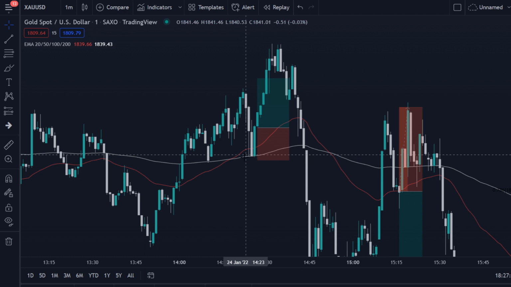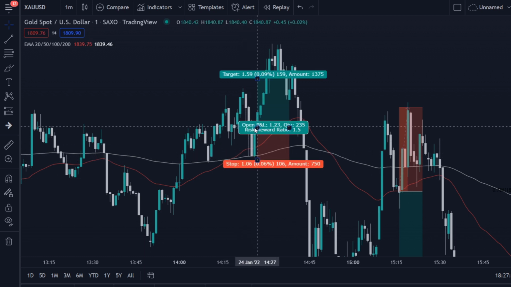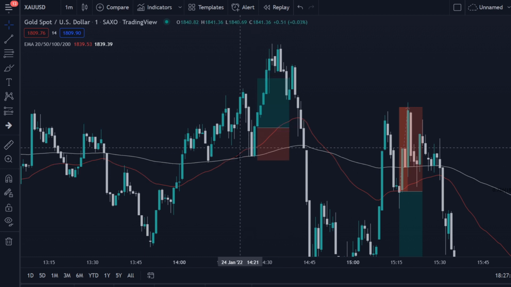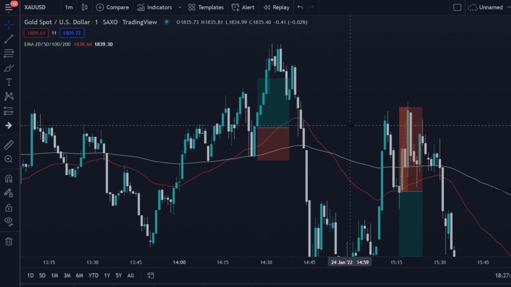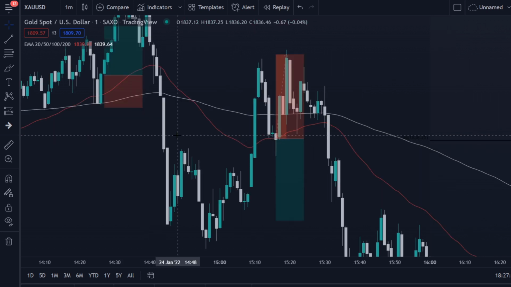uptrend now. It comes below the 50 and then it crosses and closes above the 50, because now we're only looking for buy opportunities because the 50 is above the 200. So we take the trade, and as you can see, this turned out to be a winner as well. But that's not always the case. We cannot win every single trade.